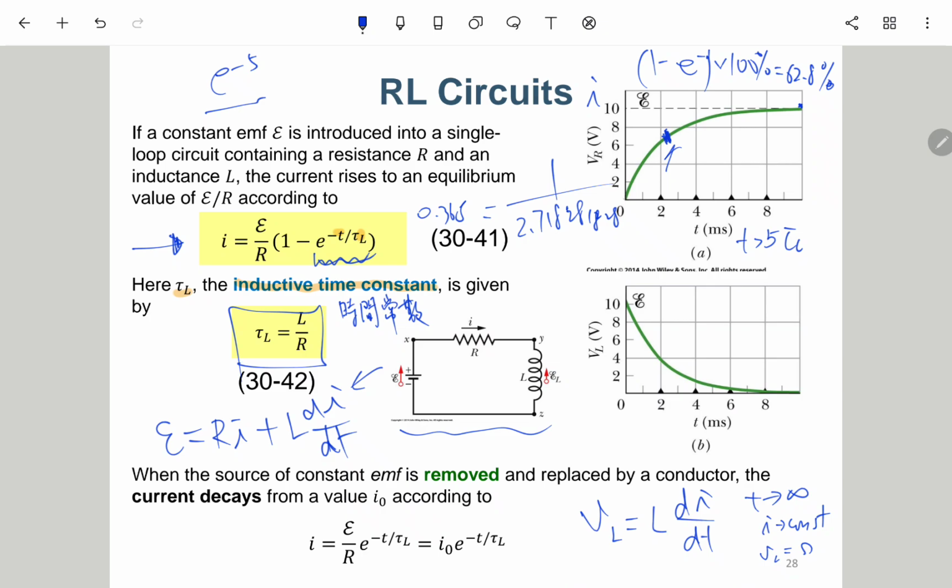So there is a thing called the time constant. This is a time constant L over R, which defines how fast it will go from the beginning value to 62.8% of the equilibrium point. Okay.